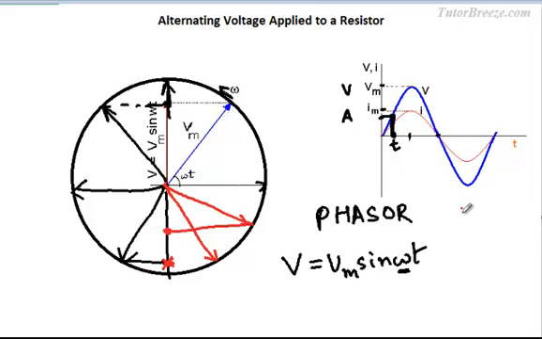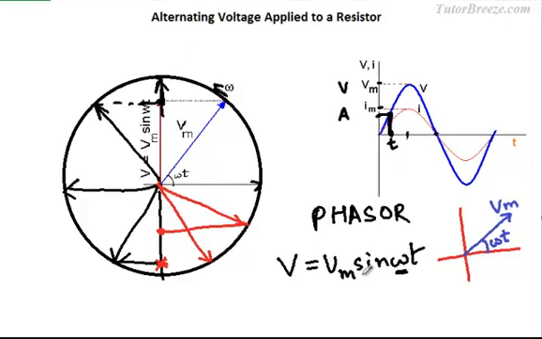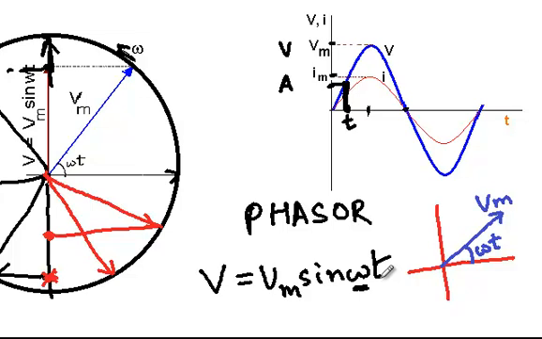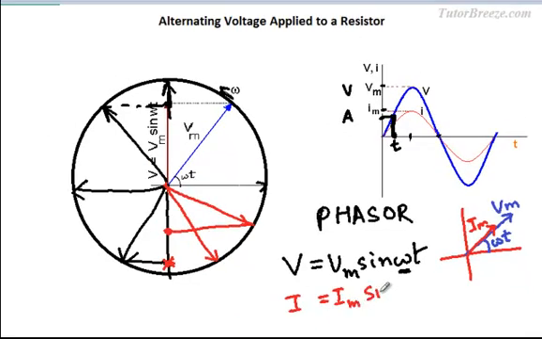So now if I simply draw the axis, and if I draw this vector and I write Vm and omega t, so that you know that this represents a voltage whose instantaneous value V is equal to Vm sine omega t. Now say I want to draw a current phasor, so I can draw another phasor, and I simply write Im and again omega t. So you know that I is equal to Im sine omega t.